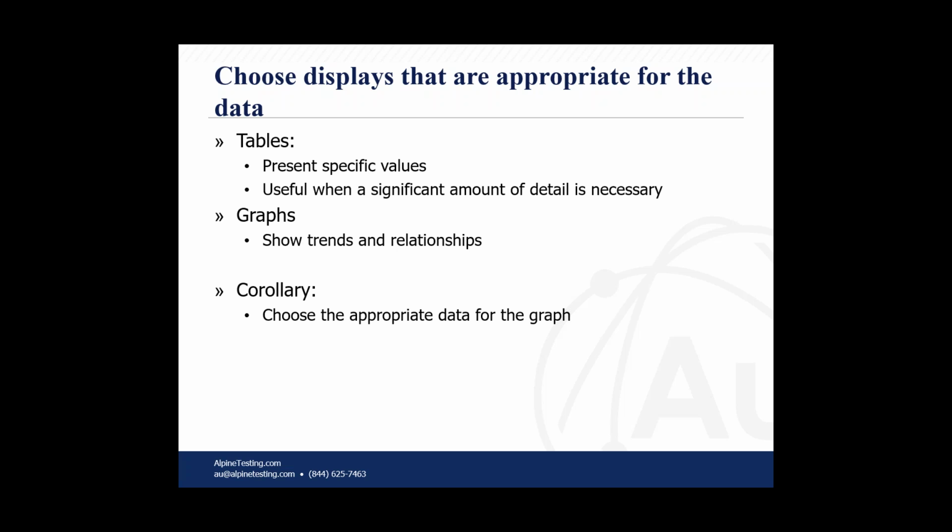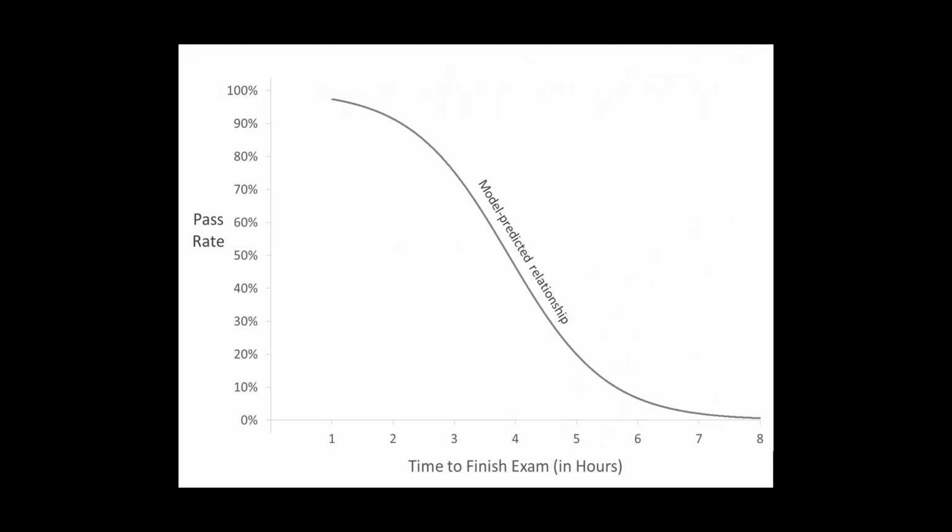On the other side of the coin, when we're choosing a display, we want to make sure we're choosing the correct variables to show. So for example, say I wanted to do some analysis to see how the time people spend on the test, how long people take completing the exam, relates to the pass rate.